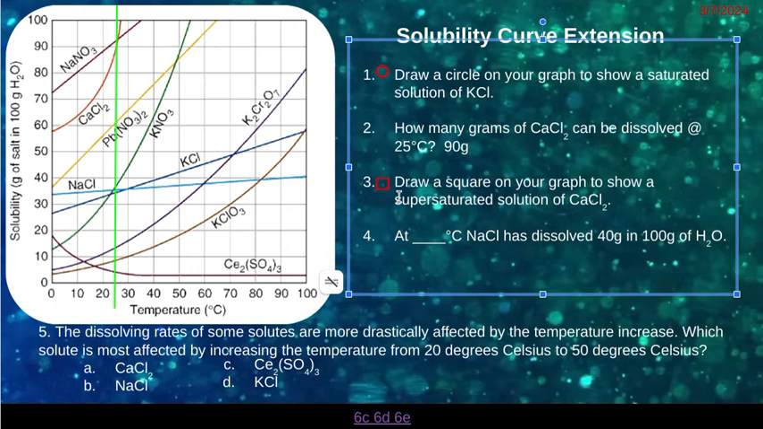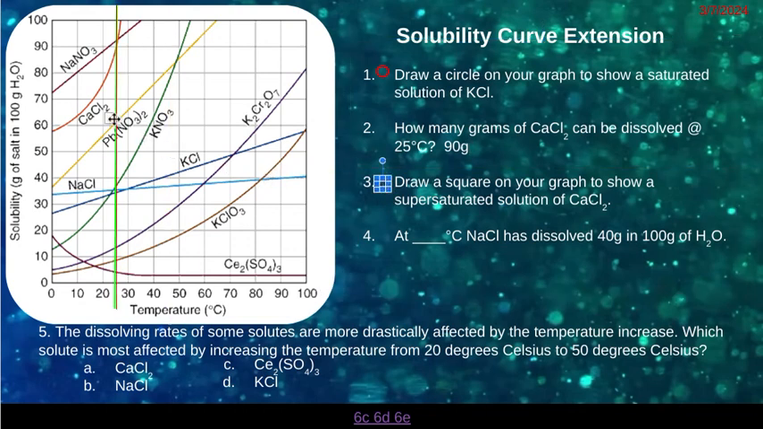Draw a square on your graph to show a supersaturated solution of CaCl2. So again, I'm going to look for CaCl2, which is the same one that we were just working with, and it says put this square where it's supersaturated. Now earlier we put it right on the line. Anywhere on that line is saturation. What we're talking about now is supersaturation. So that is supersaturation because it is above saturation. This is 5 degrees Celsius, 95, 97, something like that, grams. That is supersaturated for CaCl2.